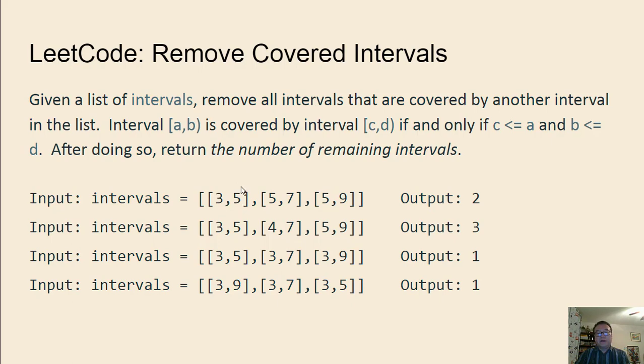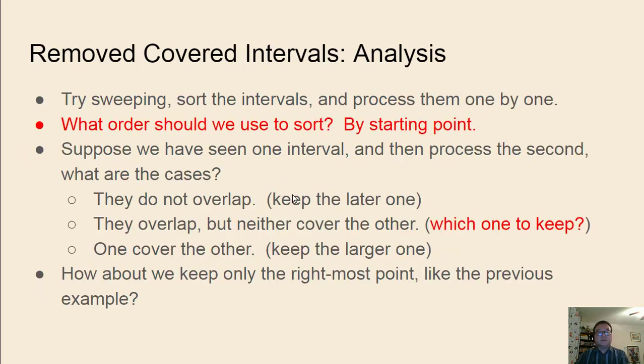3, 5 cannot possibly be covered by something coming later, because all of the later ones will start at 5 or later, so they cannot possibly cover 3, 5. And 3, 5 cannot possibly cover anything later because it ends before the others start. So we can forget that and just remember this one, and this one can remain. That's an easy case.